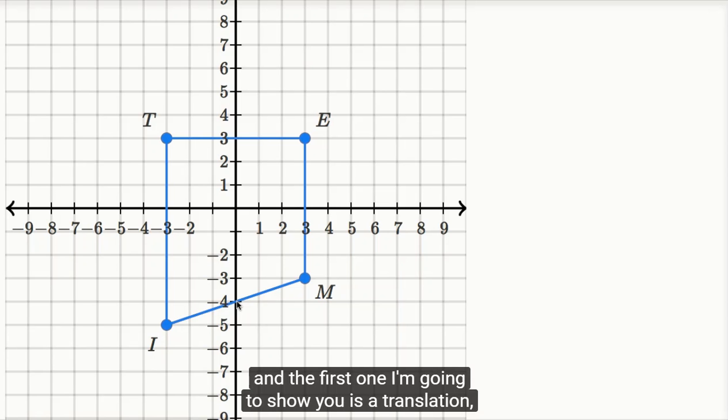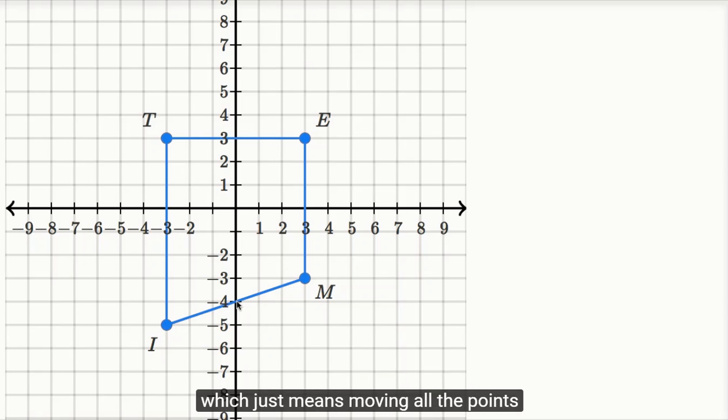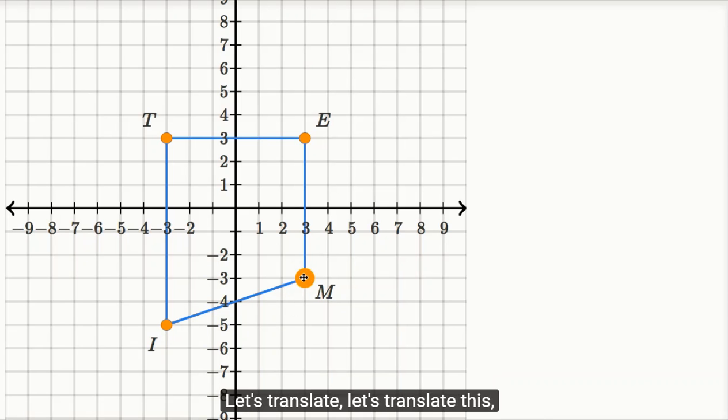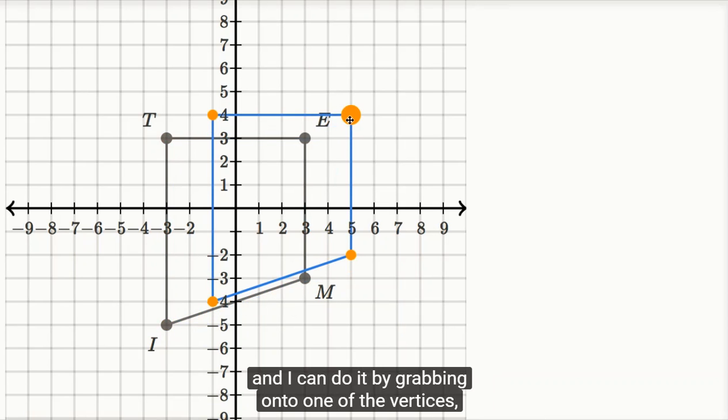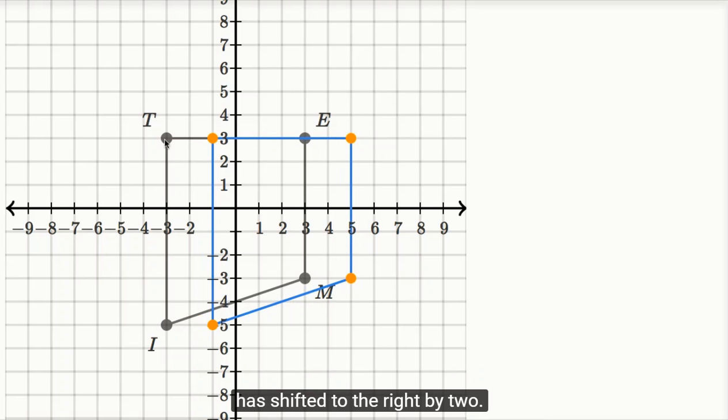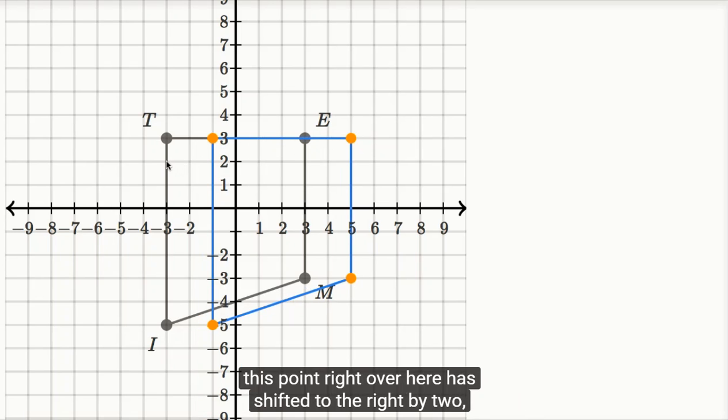And the first one I'm going to show you is a translation, which just means moving all the points in the same direction and the same amount in that same direction. And I'm using the Khan Academy translation widget to do it. So let's translate this, and I can do it by grabbing onto one of the vertices. And notice I've now shifted it to the right by 2. Every point here, not just the orange points, has shifted to the right by 2. This one has shifted to the right by 2. This point right over here has shifted to the right by 2. Every point has shifted in the same direction by the same amount. That's what a translation is.